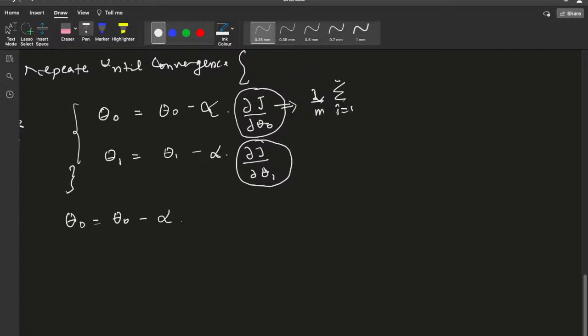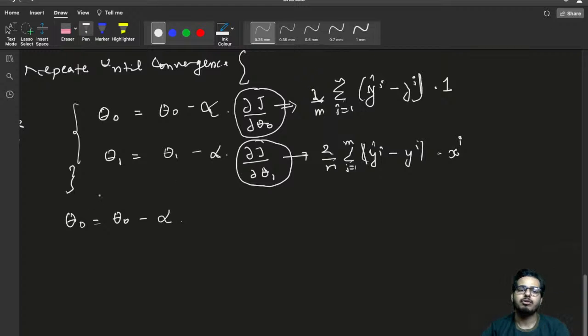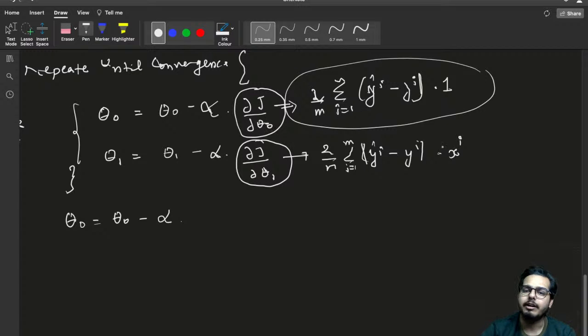Sigma i goes from 1 to m, y hat i minus y of i, and into 1 in case of theta naught. And when you write this thing for theta 1, it will be 2 by m summation i goes from 1 to m, y hat i minus y of i into xi. So this is the only term that is being added. So the whole equation will be, you just put the value of del J over del theta naught as this equation, and you just write del J over del theta 1 is this equation.